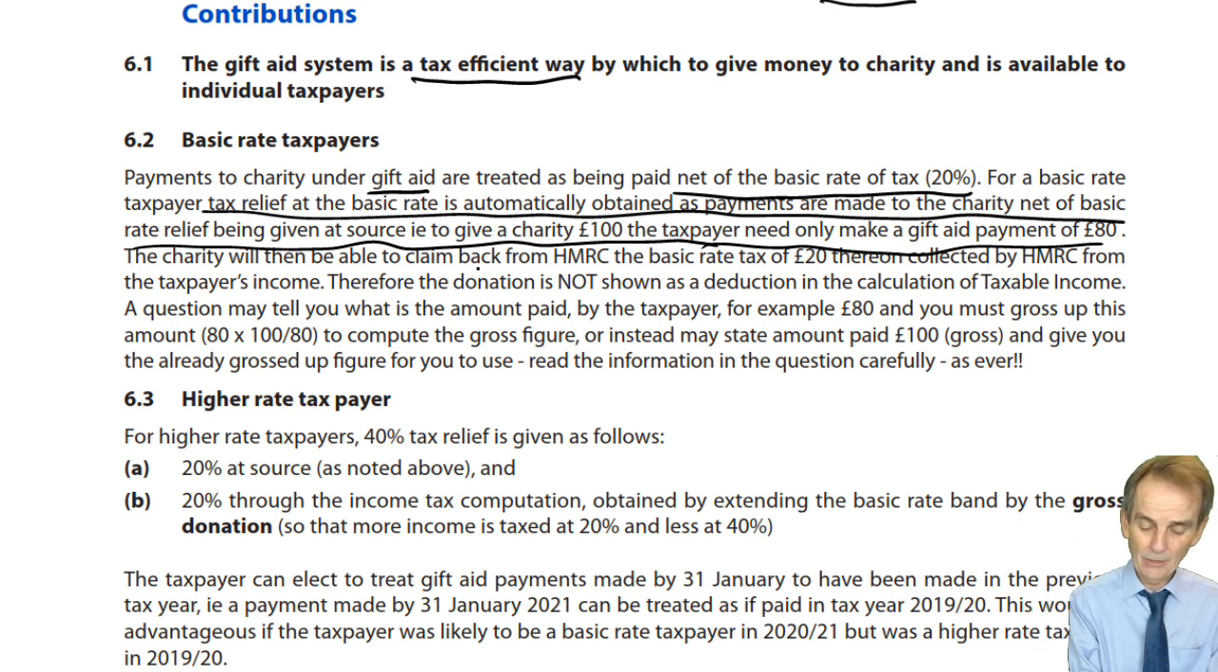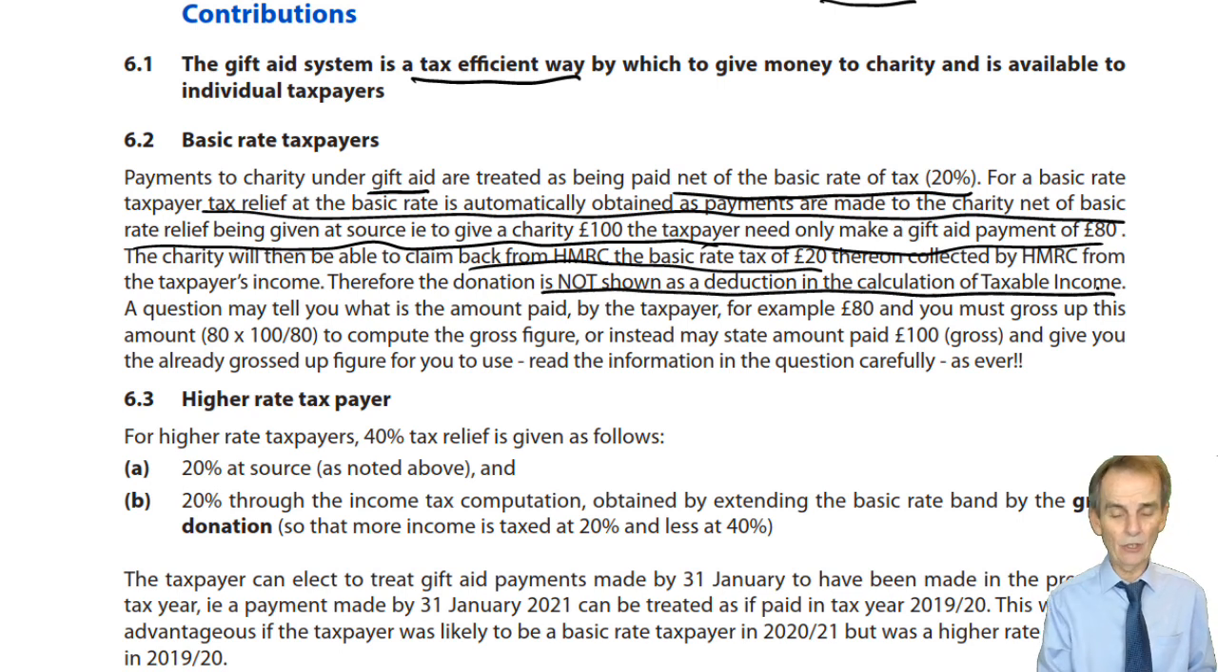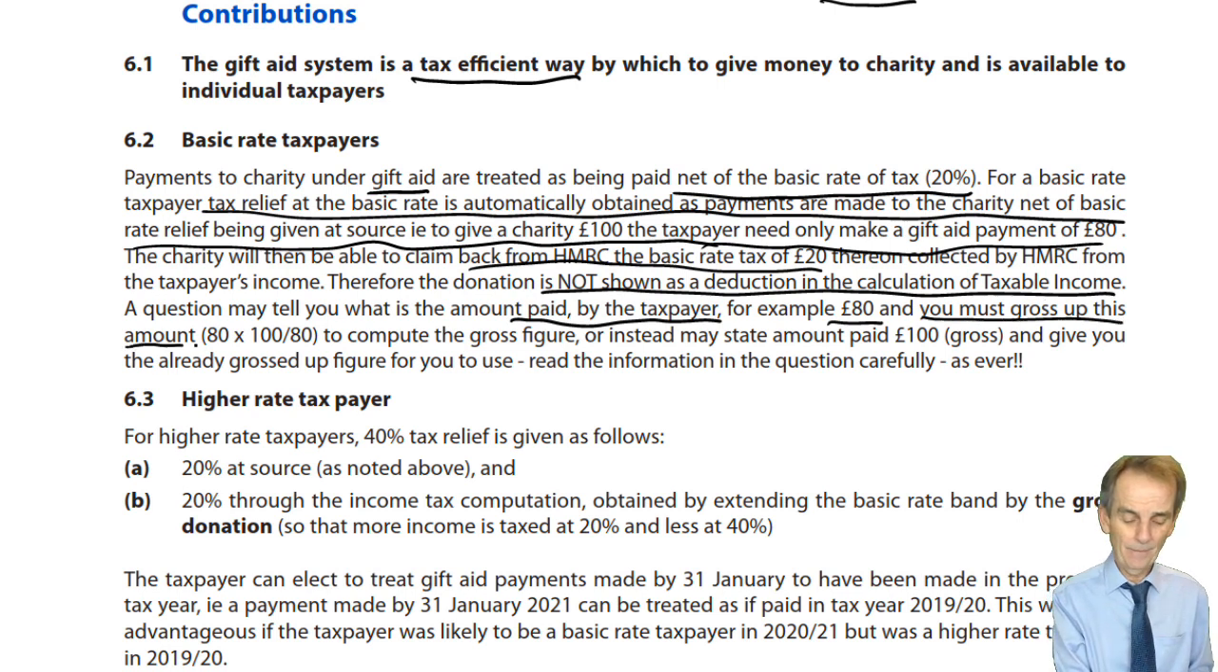As we said, the charity will then be able to claim back from HMRC the basic rate of £20 that had been collected by HMRC from me out of my income. But the donation then is not shown as a deduction in the calculation of taxable income. We are never going to see these payments showing as deductions against the income of the taxpayer in determining our taxable income figure. A question may tell you what is the amount paid by the taxpayer, for example, as in my example, £80, and then you must gross this up.